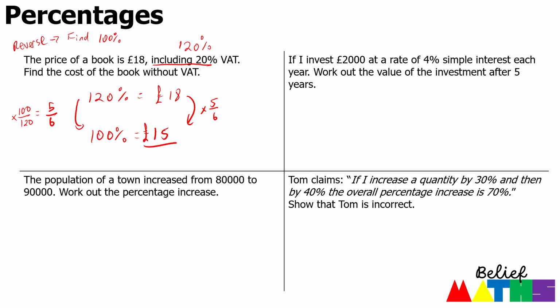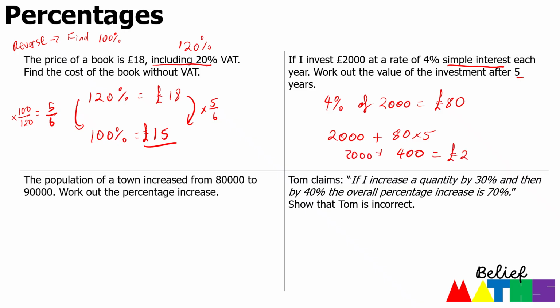The next one, investing at simple interest. Okay, simple interest just means you get the same amount every year. So we start by finding 4% of 2,000, which is £80. And then that just means we're going to add on £80 every year for 5 years. So we can do £2,000 plus that £80 for 5 years. 80 times 5 is 400. So we're doing 2,000 plus 400 is £2,400.